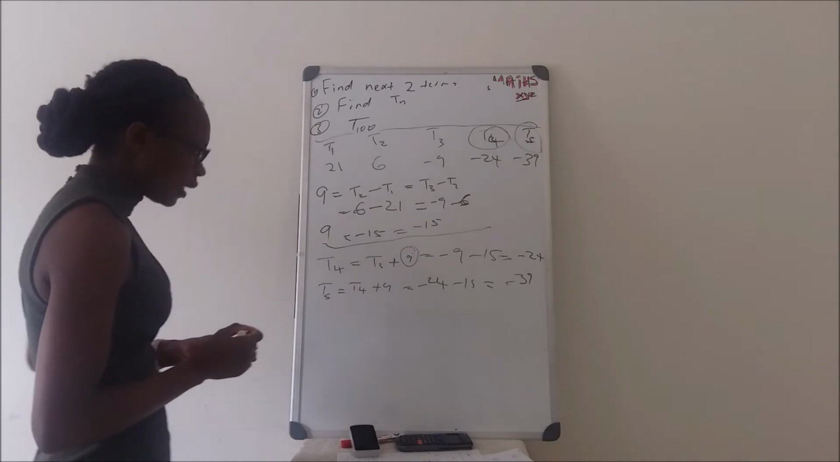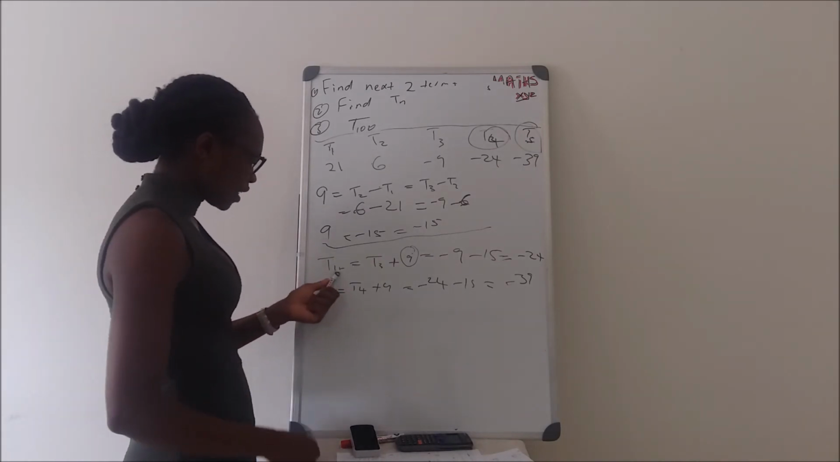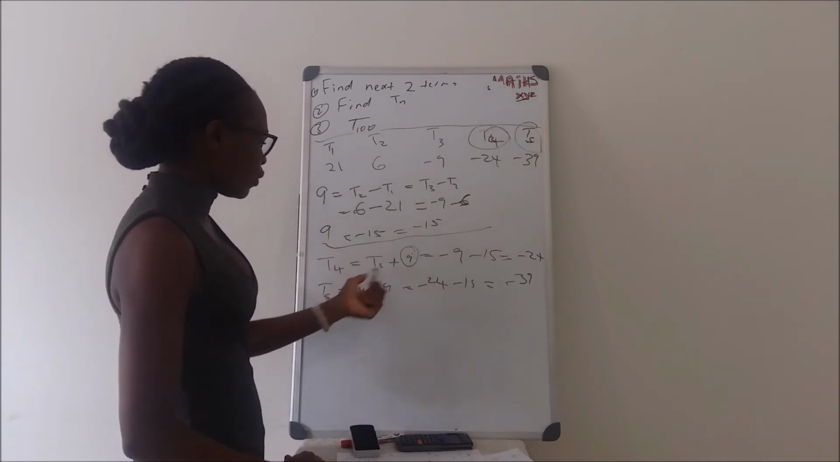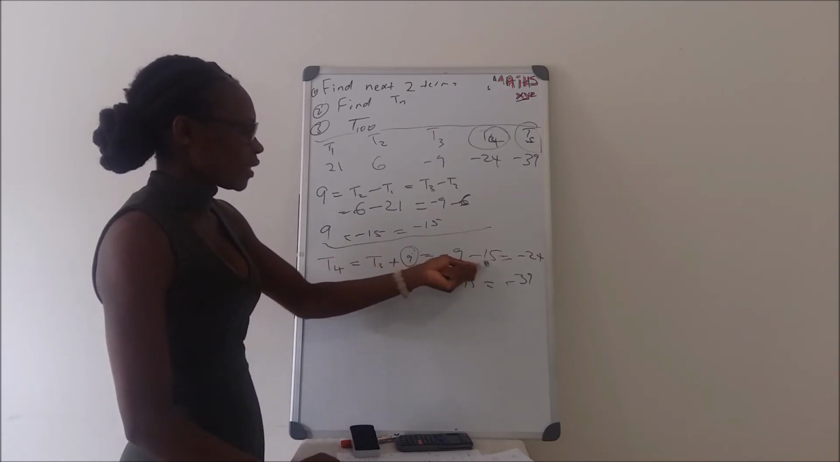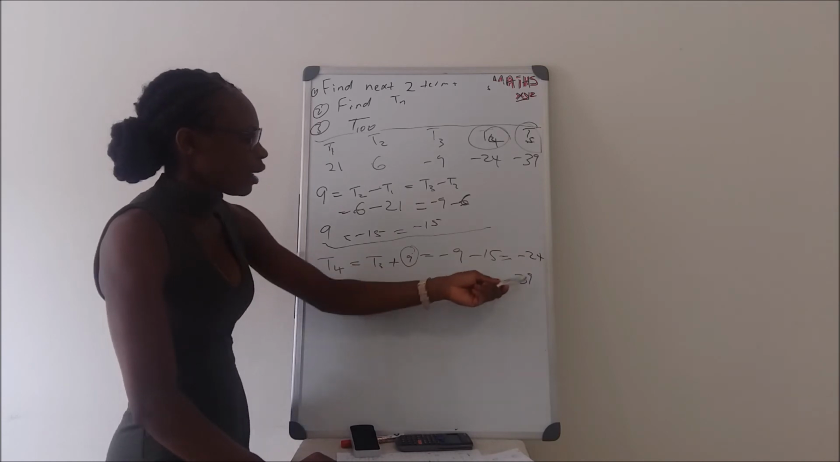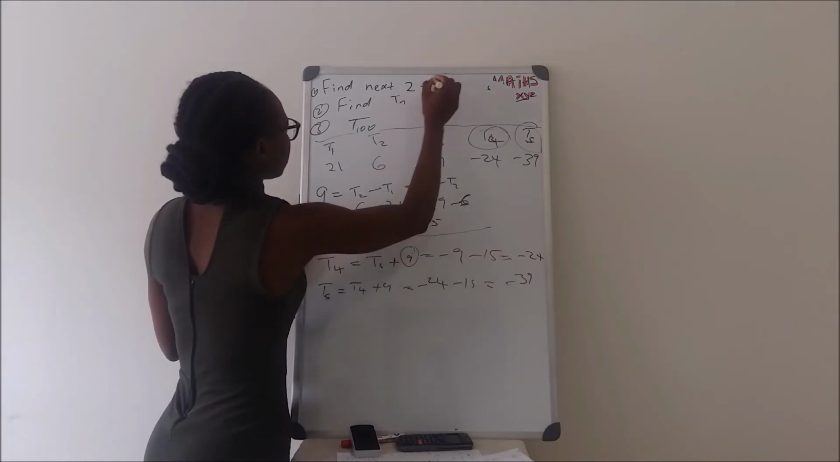So if you can see here, guys, to get the next term, the term that you're looking for is equal to the previous term plus the difference, of which T4 is equal to T3 plus A, where A is negative 15. So T4 is negative 24 and T5 is equal to negative 39. Alright, so we got that one correct.